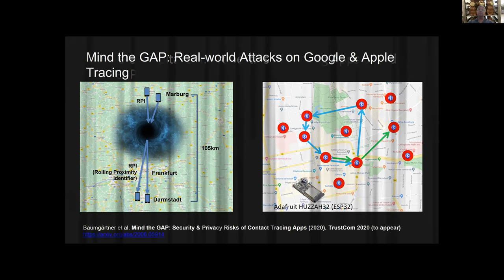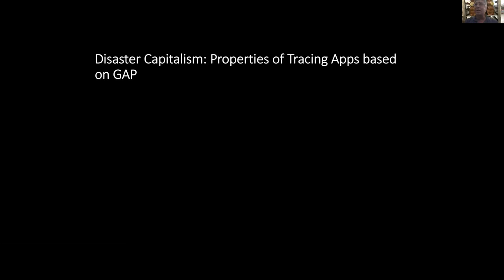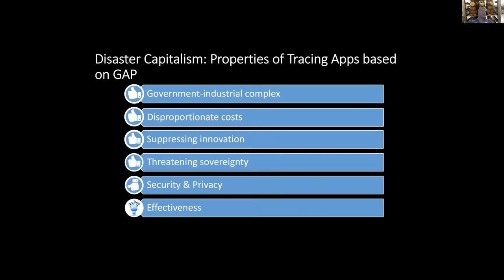Okay, so this is something that I was discussing with my colleague Ross Anderson about tracing apps. I presented what we have, and he said to me, look, this is all disaster capitalism. So I borrowed this from him. The properties of tracing apps based on GAEN are, I mean, there are a lot of good properties. But this shows that the government industrial complex is very much at work during the pandemic.